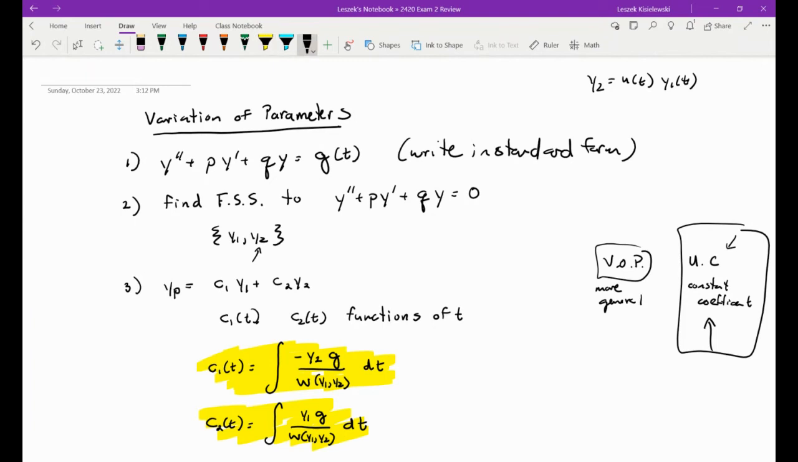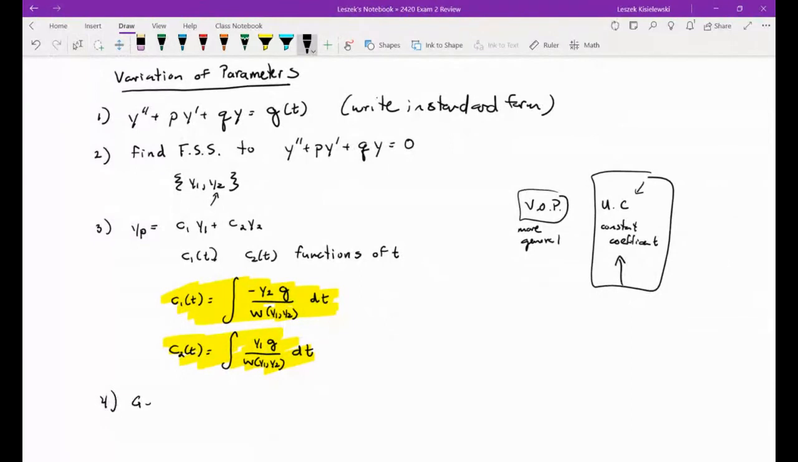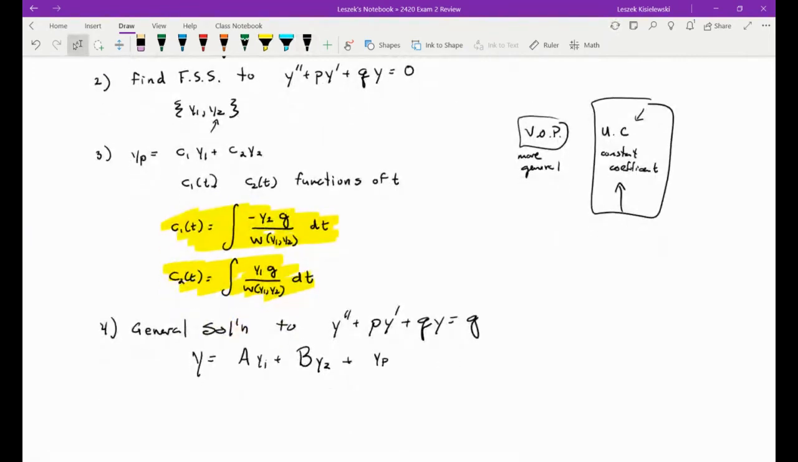And then your general solution to the original equation is going to look like, as always, a combination of the fundamental solution set plus the particular solution you found using variation of parameters.